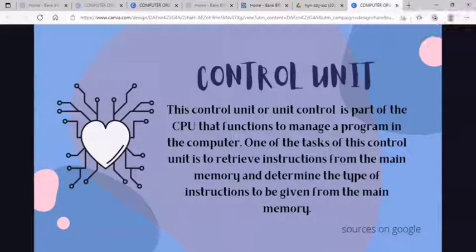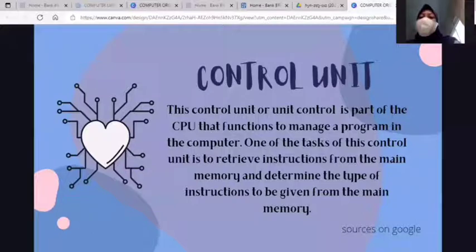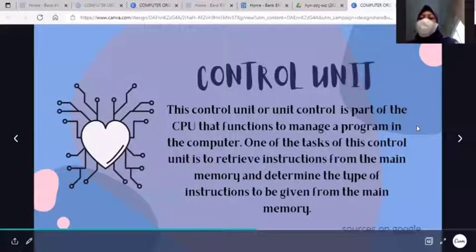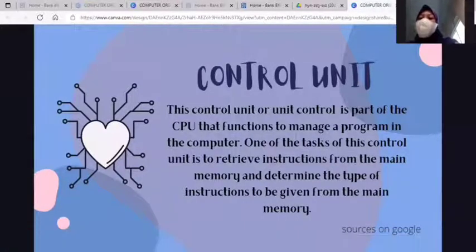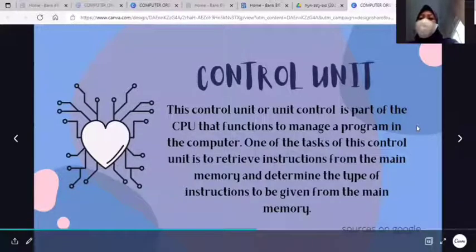Control unit. This control unit is the part of the CPU that functions to manage a program in the computer. One of the tasks of this control unit is to retrieve instructions from the main memory and determine the type of instruction to be given from the main memory.